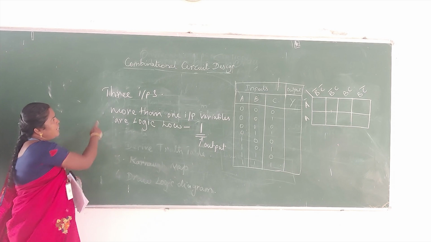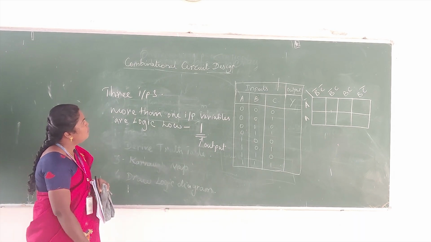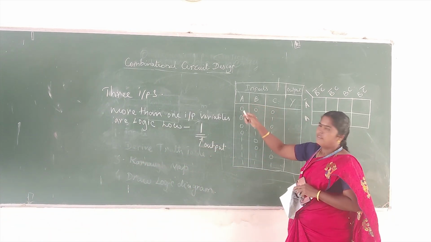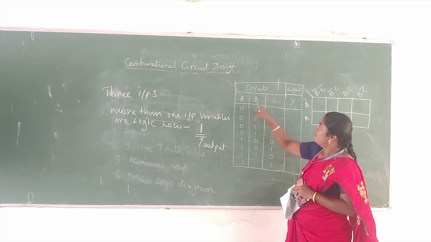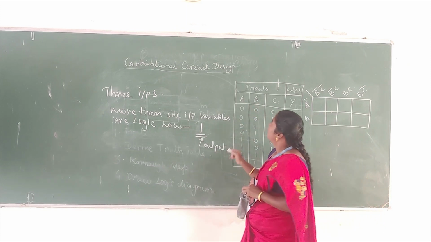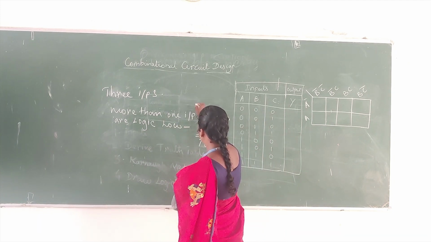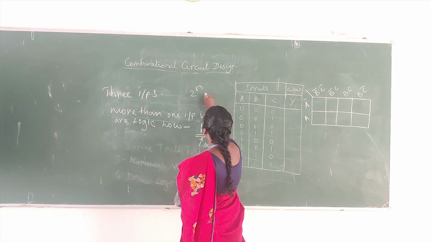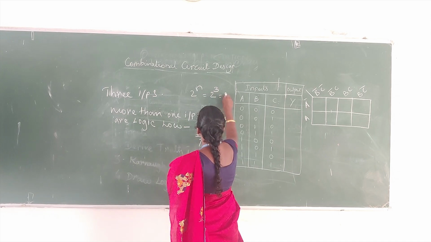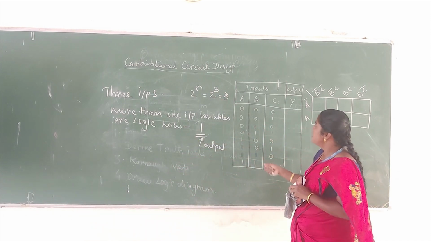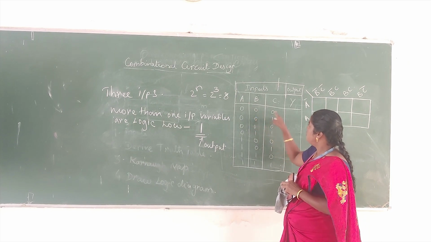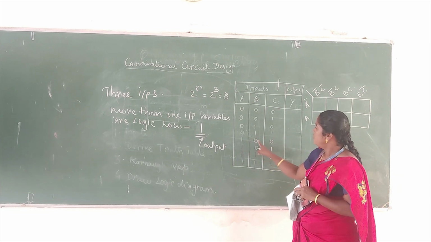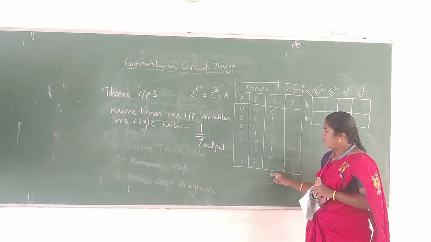So we have 3 inputs. We name the input variables A, B, C. Then 3 inputs give 2 power n possible combinations, where n is the number of inputs, equal to 3. 2 power 3 gives 8 possible combinations, which are 0 0 0, 0 0 1, 0 1 0, 0 1 1, 1 0 0, 1 0 1, 1 1 0, 1 1 1.